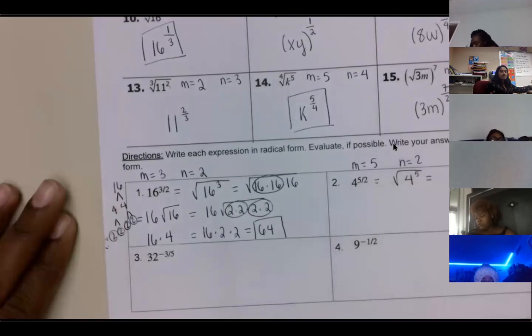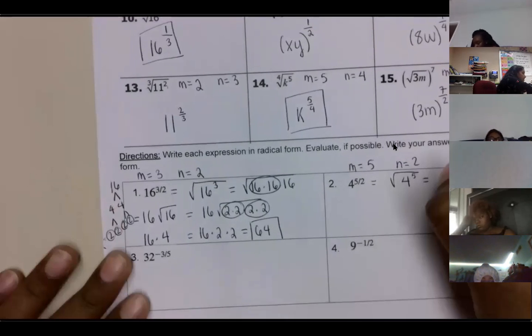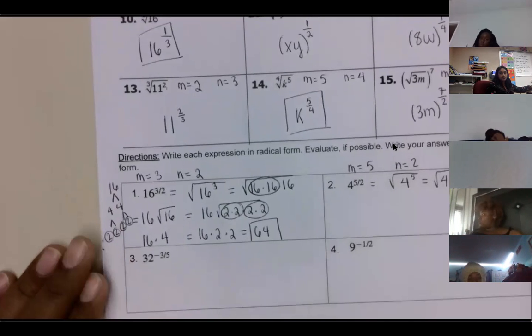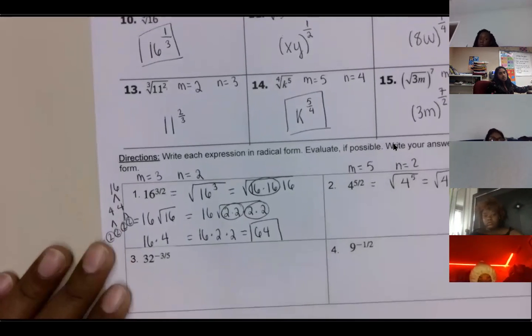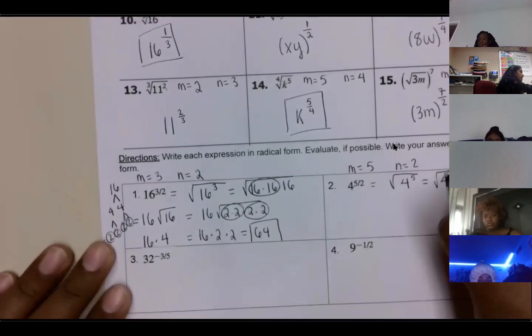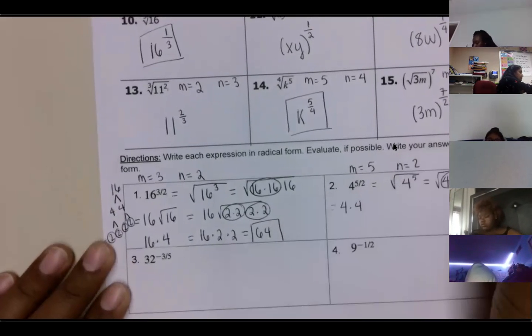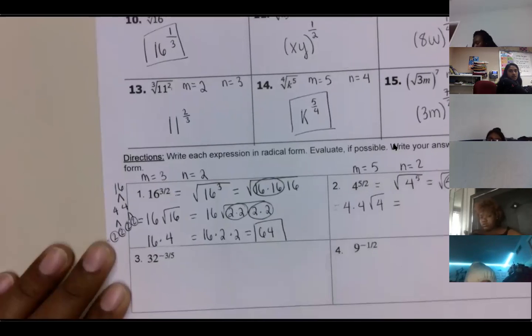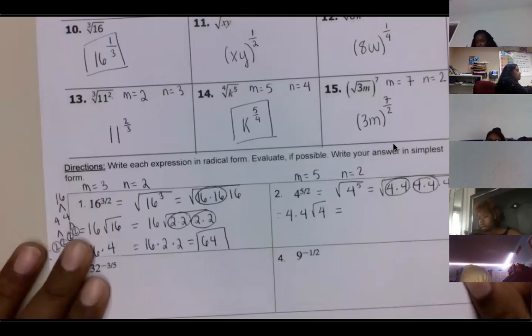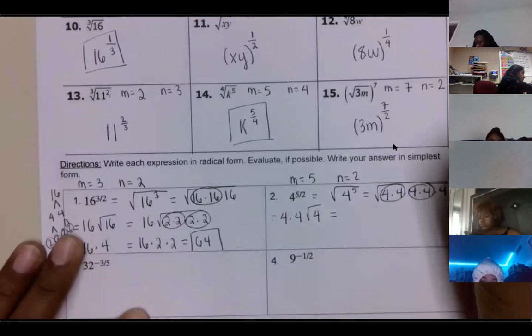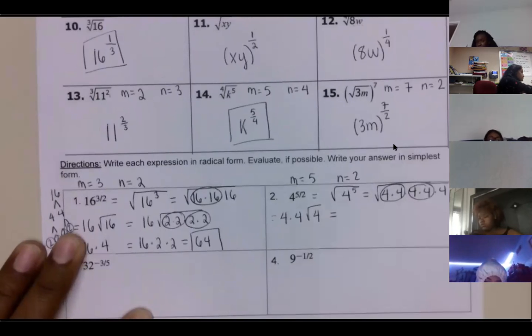Again, you could do 4 to the 5th and figure out what that is, but simplify what you can. So I'm going to rewrite this as 4 times 4 times 4 times 4 times 4. So 5 4s. And your n is 2, so we're circling pairs. So you can take out 2 4s, and you're left with this uncircled 4 right here. That's a lot easier to simplify than this. So we're going to just simplify the 4, which simplifies to 2 times 2.